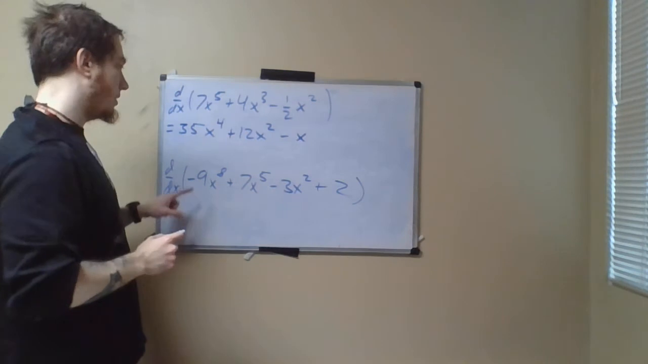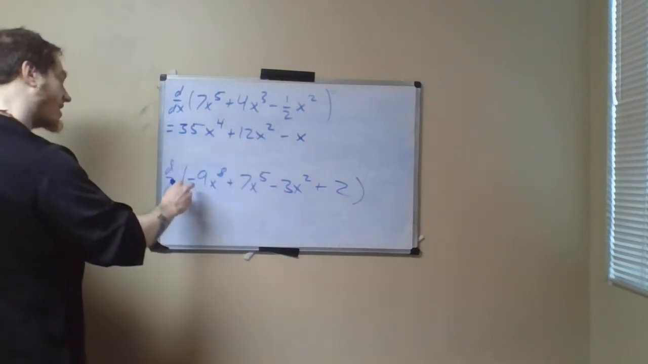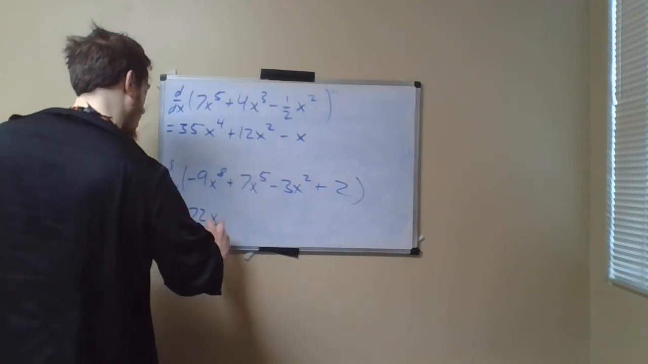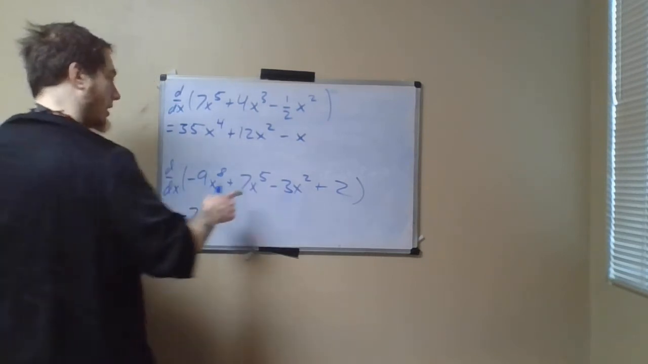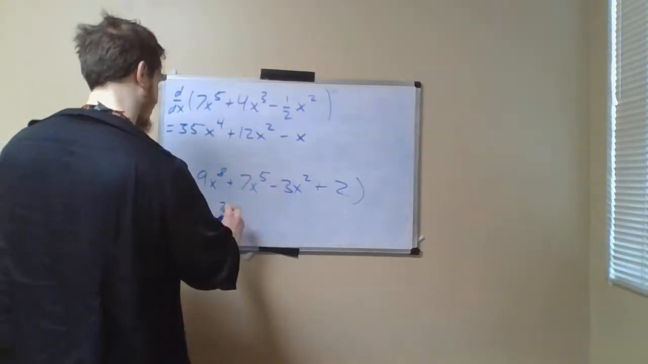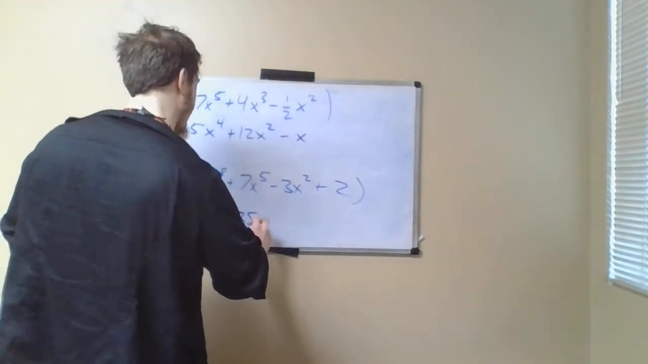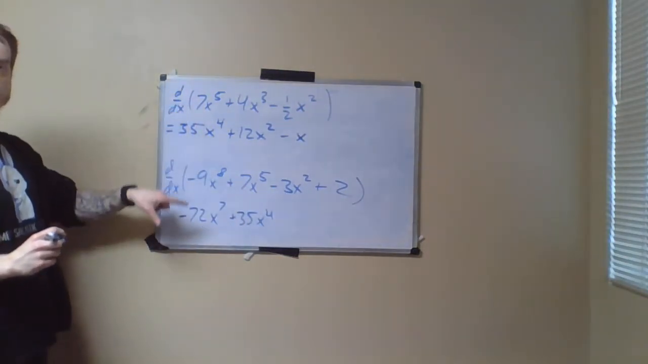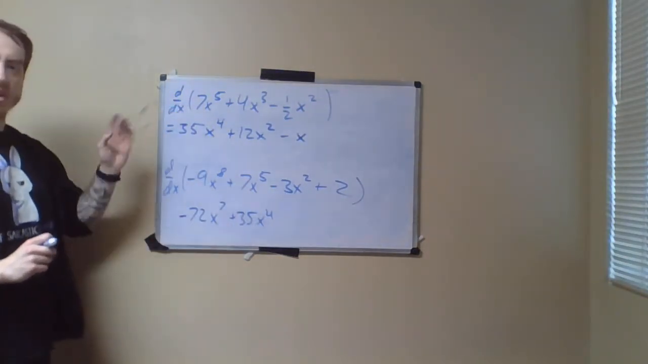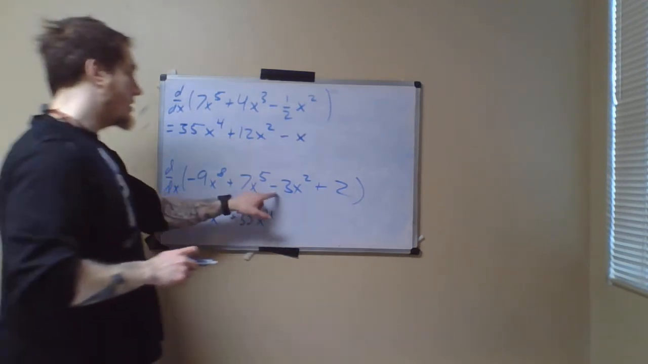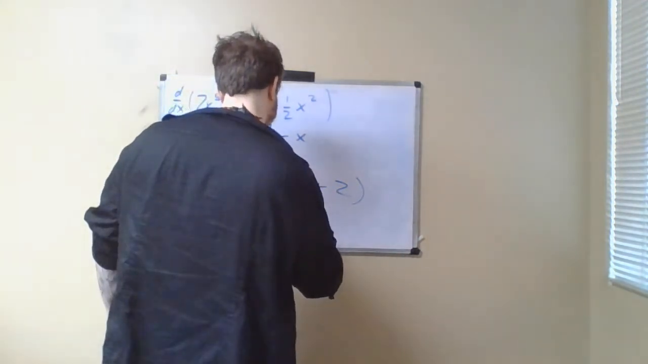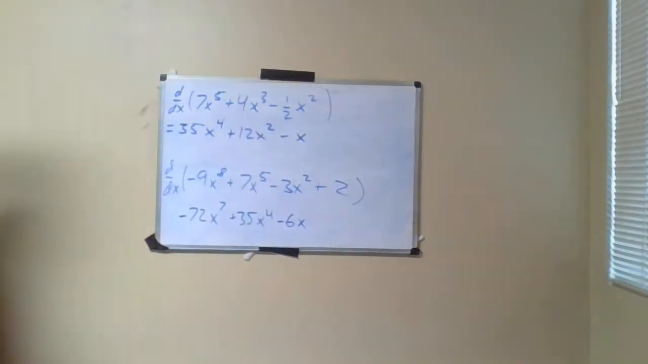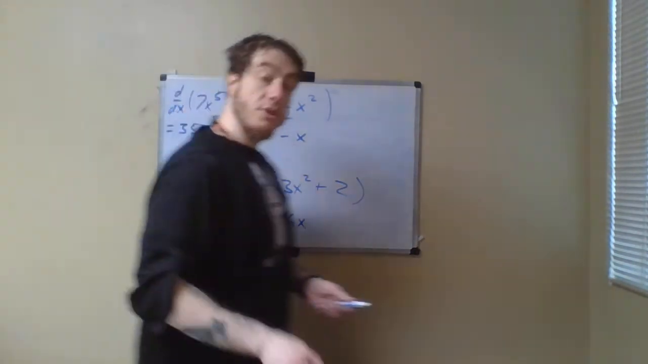What about this second example? Well, 8 times negative 9, that gives me negative 72. And then I get x to the 7. Actually, I now have another 7x to the 5th, which is going to become another 35x to the 4th. I say another, but I mean another just like in the first example. It's a separate example, separate problem here. Then negative 3 times 2, that becomes negative 6, and I have an x. And then the derivative of the constant is 0, so we just throw that part away. So there are our derivatives here.